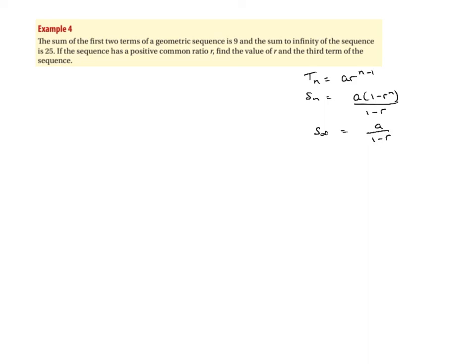Okay, so the sum of the first 2 terms is 9, so we know that S_2 is equal to 9. That comes from here. The sum of the first 2 terms is equal to 9, and the sum to infinity is equal to 25. That means that we should be able to find our a and our r, and then we can find the third term in the sequence.